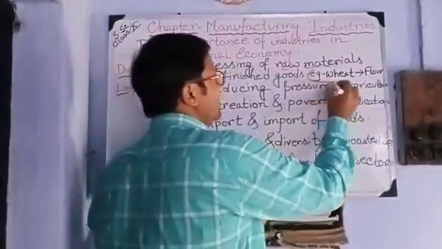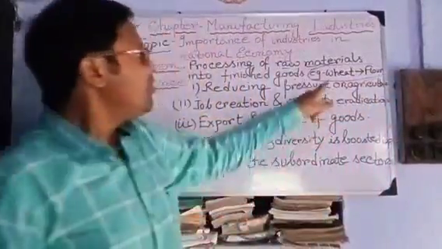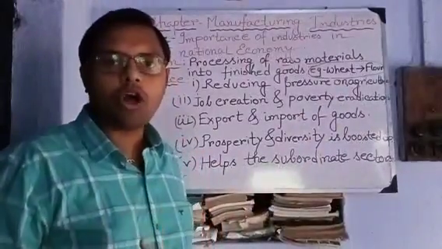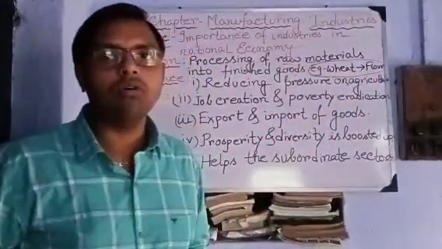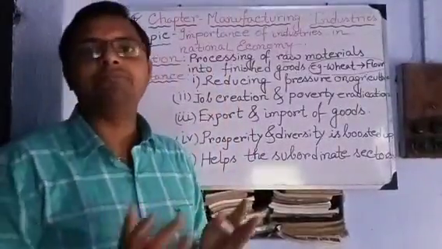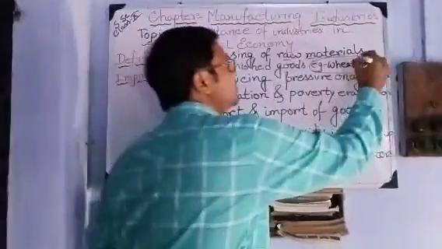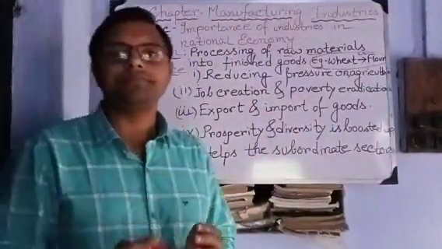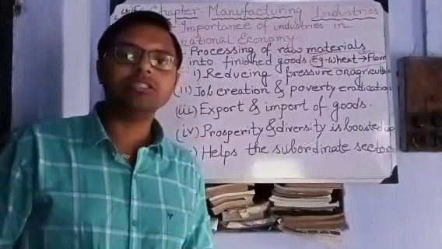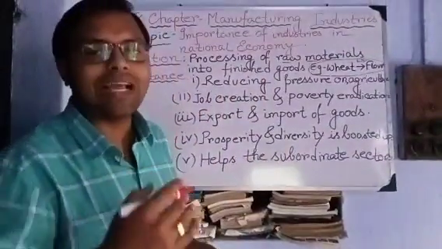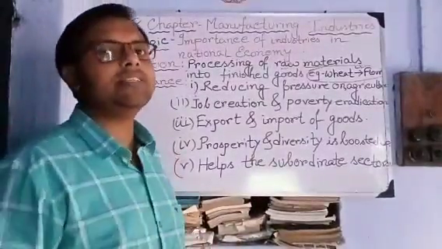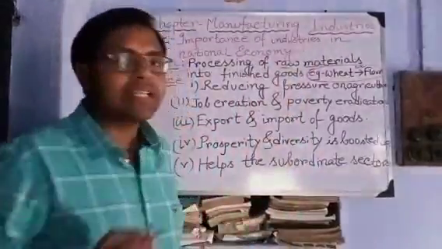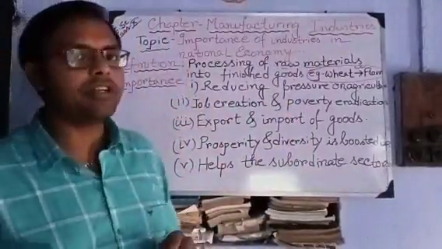An example is given here, that is wheat to flour. That means wheat is an agriculturally produced crop, and wheat is transformed into flour. How? With the help of technology, with the help of machineries. This activity deals with manufacturing industry. It comes under secondary economic activity because it deals with the utilization of technology and machineries, and with the production of new goods. That is why this will be treated as secondary economic activity. So this is the basic definition of it.